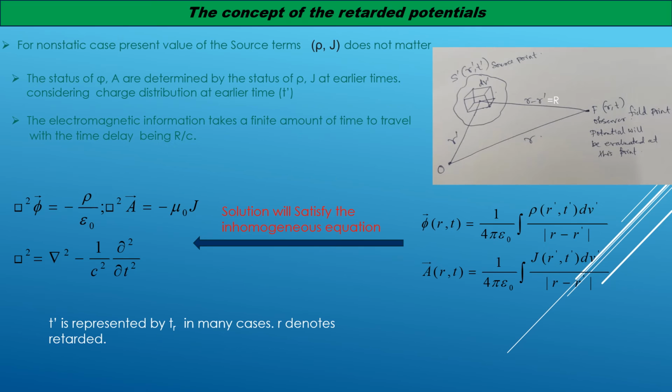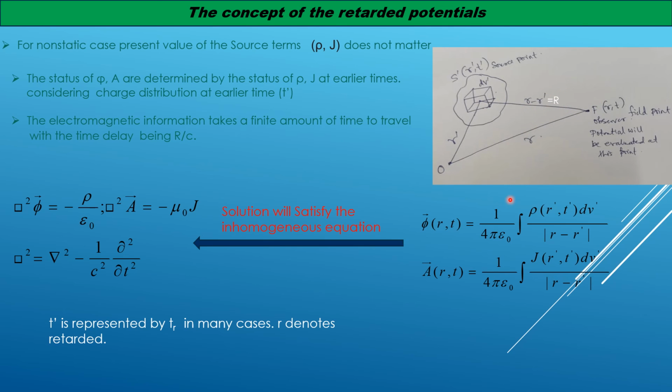What will be the form of phi? The same equation and same picture are there: this is the source and this is the field point, the observer. In the non-static case, phi and A are determined by the status of rho and j at an earlier time, because in my equation rho and j are functions of t prime. The electromagnetic information takes a finite amount of time to travel, a time delay of r minus r prime divided by c.